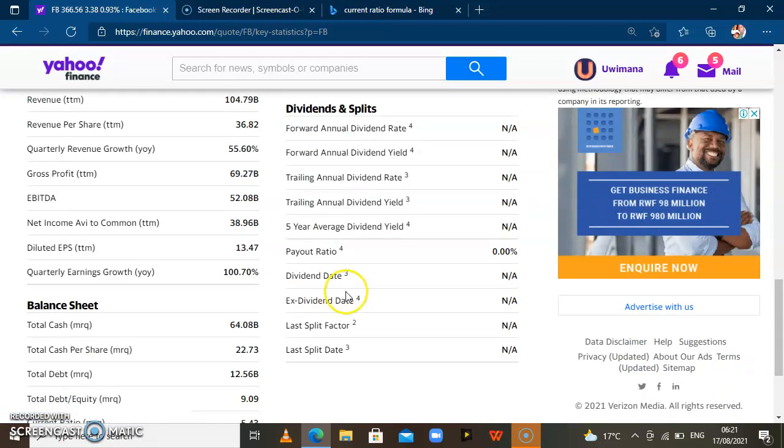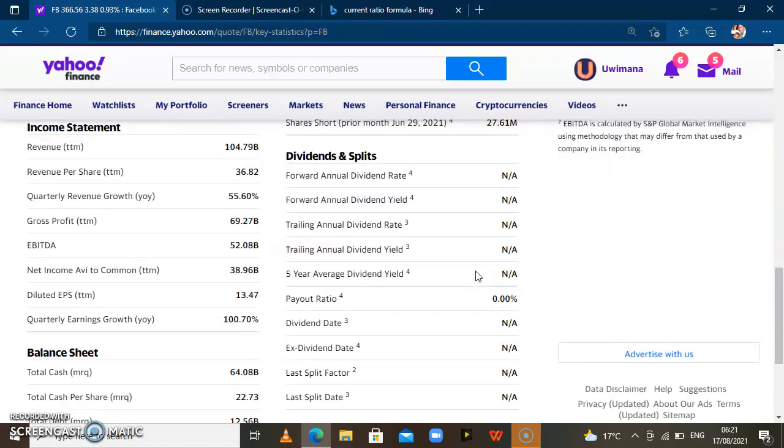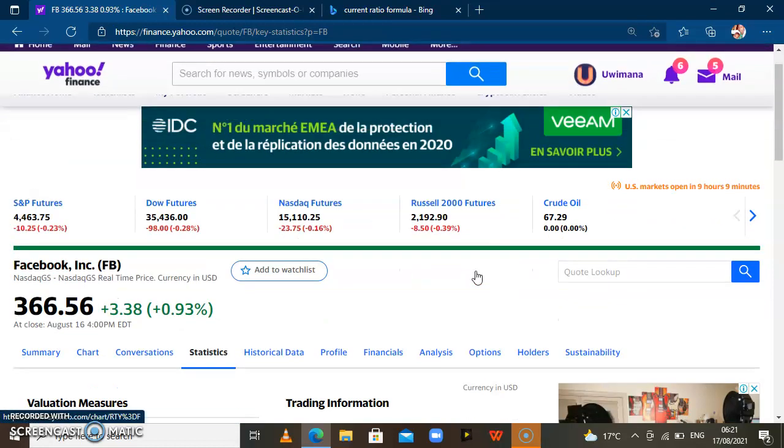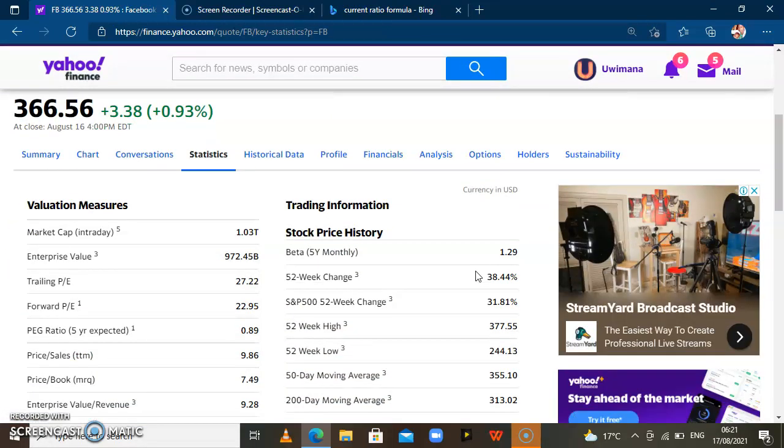Then here it will show us if the company is paying dividends. Surprisingly, Facebook, as big as it is, is not paying any dividends right now, and this is something you really need to know. It's not paying any dividends, which means if you earn anything from this company, it's going to be share appreciation, which is basically that the share was this at one time and now it's this.